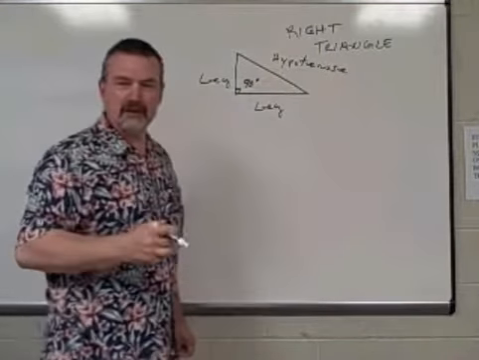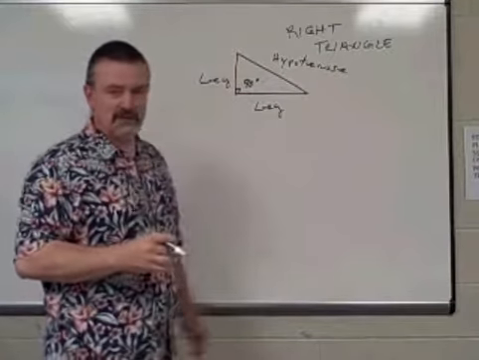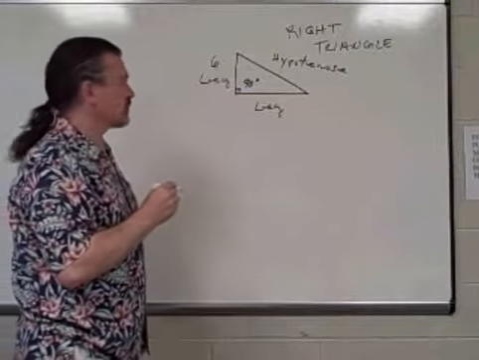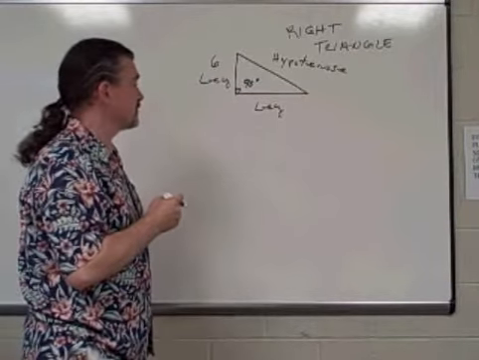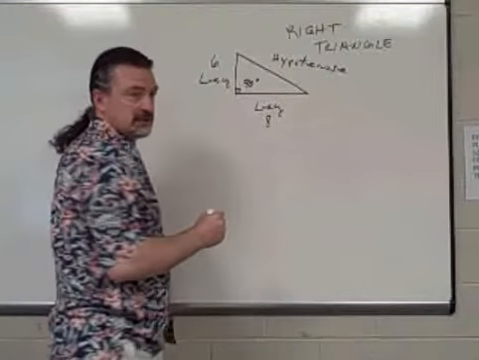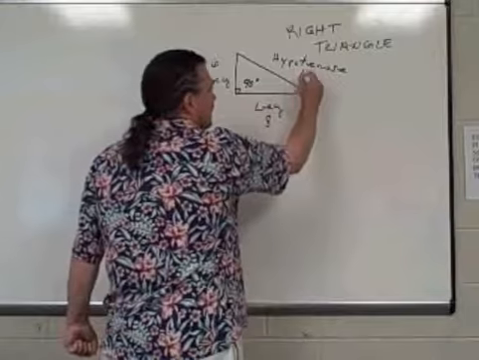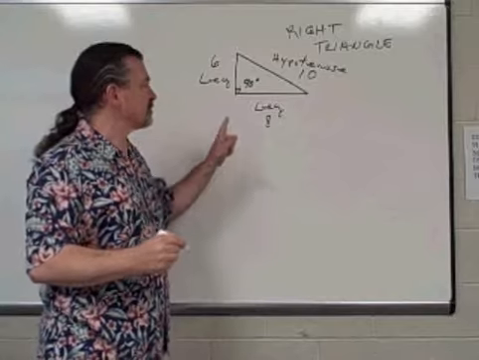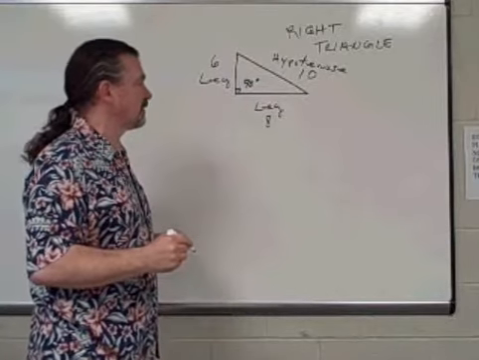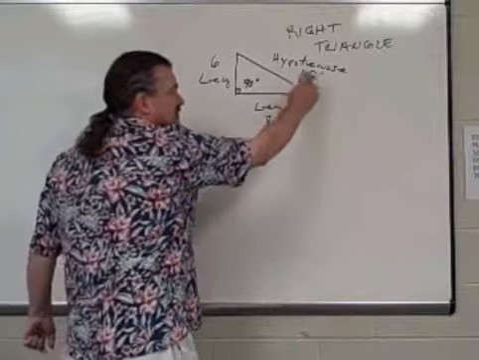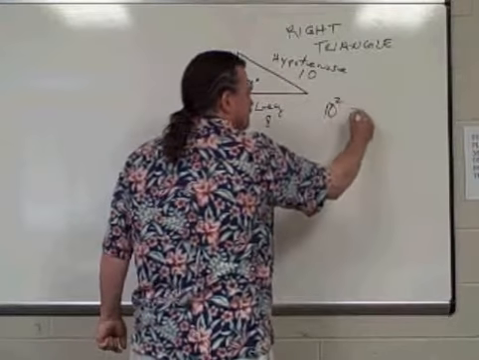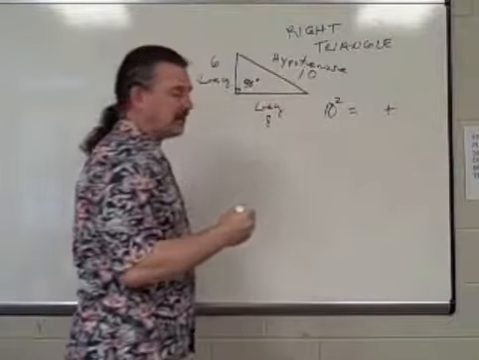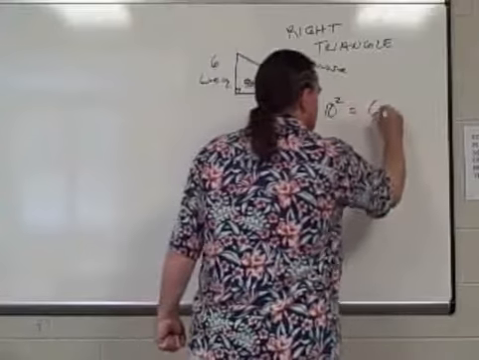What's very interesting about right triangles is if you know the measurements. Let's say, for example, the measurement of this leg is 6 units, and the measurement of this leg is 8 units, and the measurement of the hypotenuse is 10. There's always an interesting relationship between the lengths of the sides of a right triangle. The square of the hypotenuse is always equal to the sum of the squares of the other two sides.